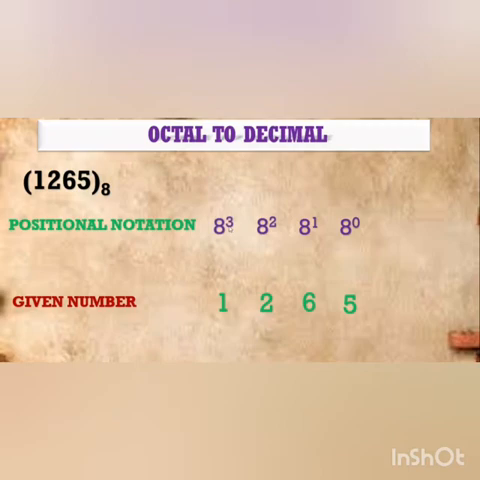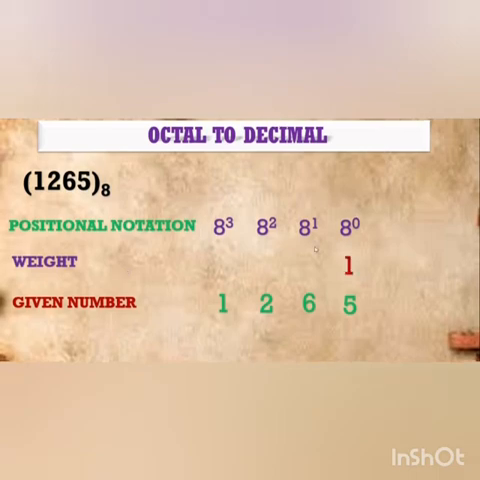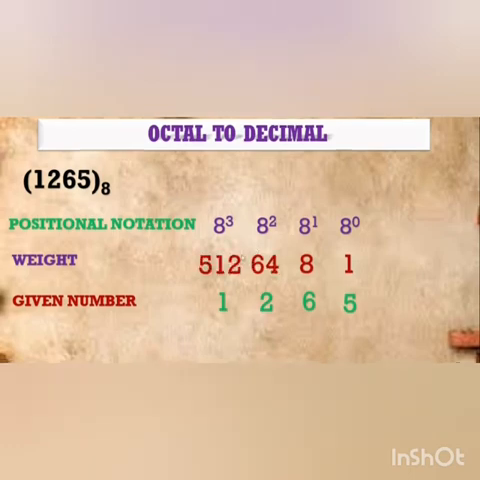The next step is, for each positional notation of the digit, we have to write the equivalent weight. What is the weight of 8 power 0? Anything power 0 is 1. So the weight is 1. Next one, 8 to the power of 1 is 8. The next one, 8 square, 8 into 8. What is the value? 64. The next one is 8 cube, that is 8 into 8 into 8. 8 into 8 is 64, 64 into 8 is 512, that we have to write here.